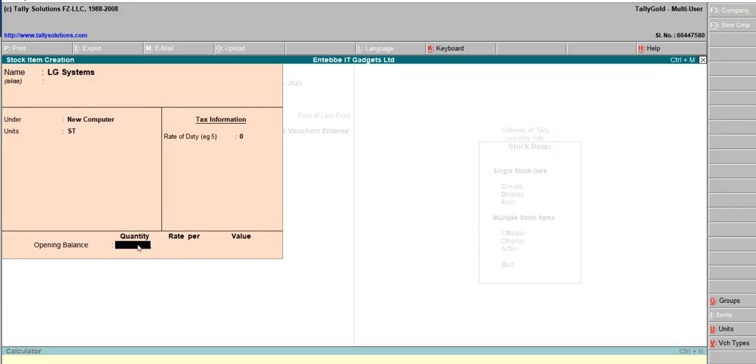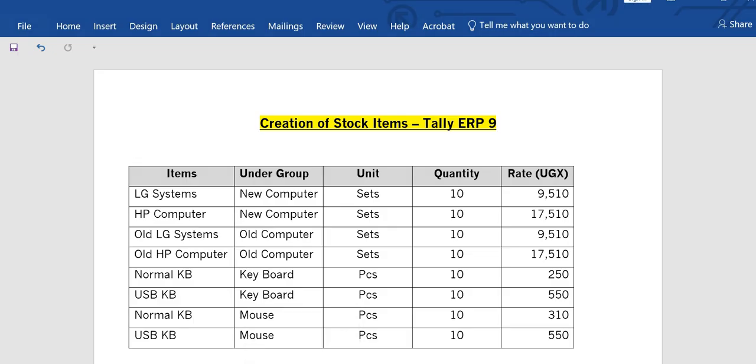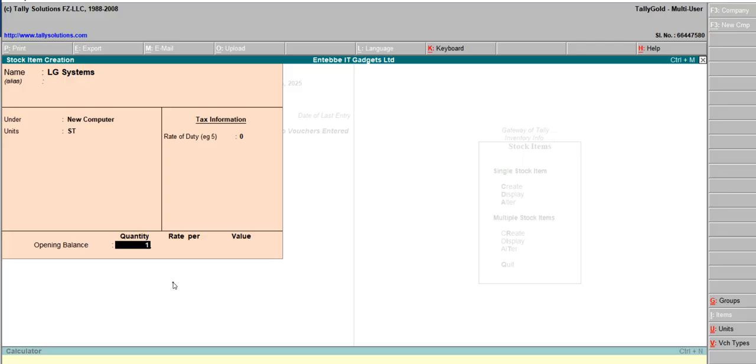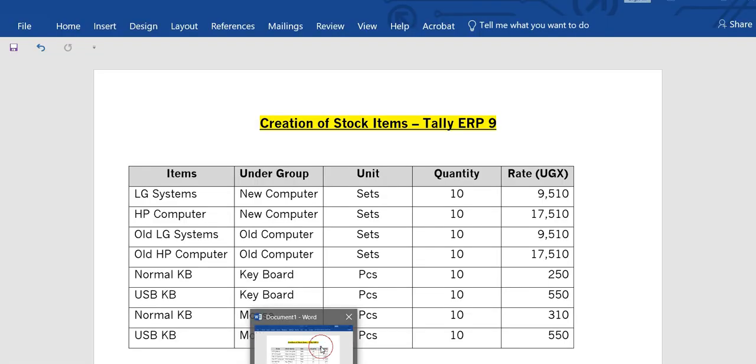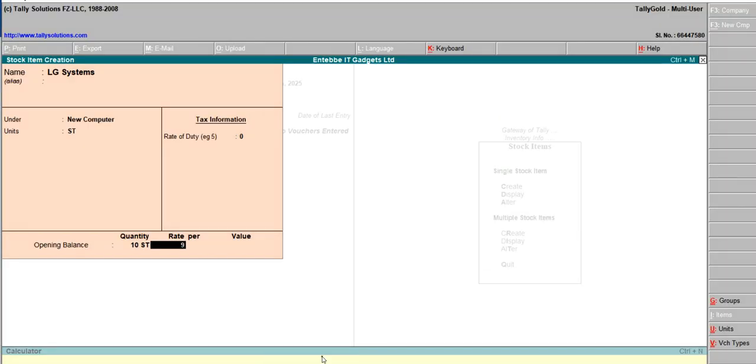Opening balance for the LOG systems is 10. We put 10, then enter the rate. The rate for each set is 9,510. So the value is that, per set. ST, that is per set, whose formal name is sets. Then enter. Accept.